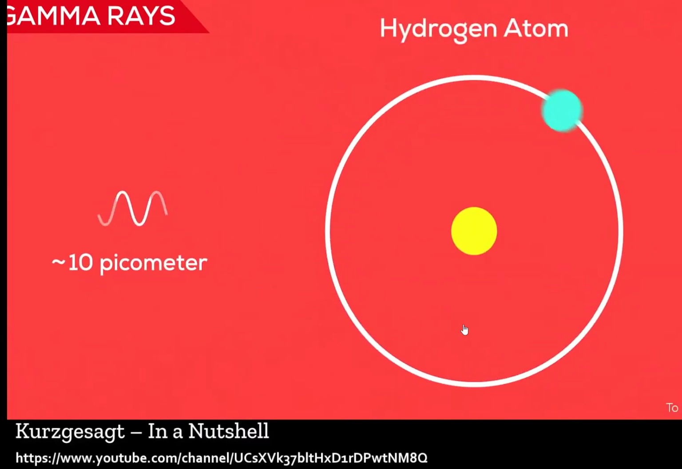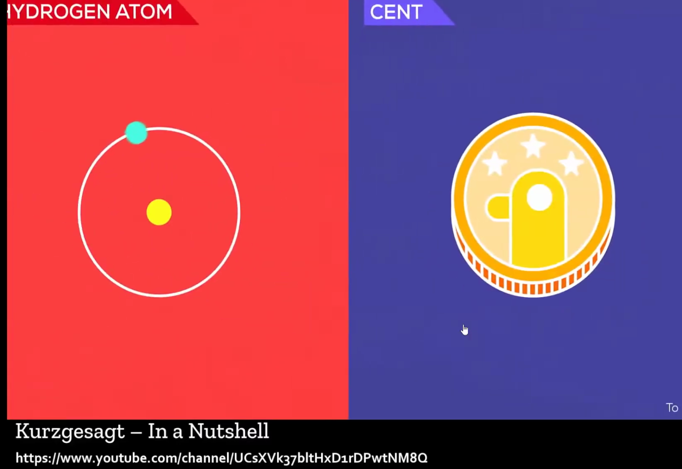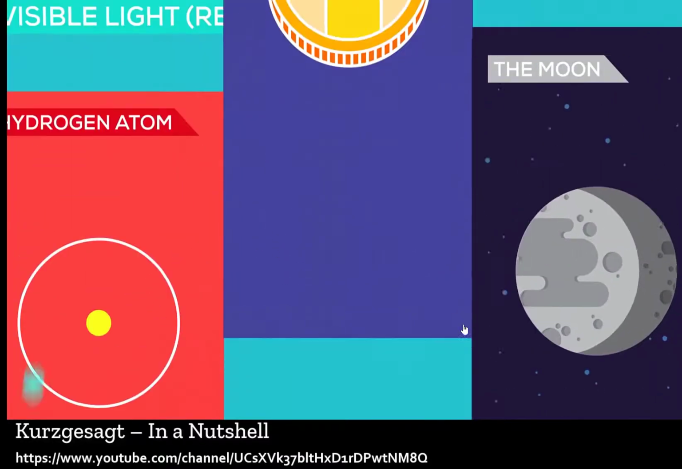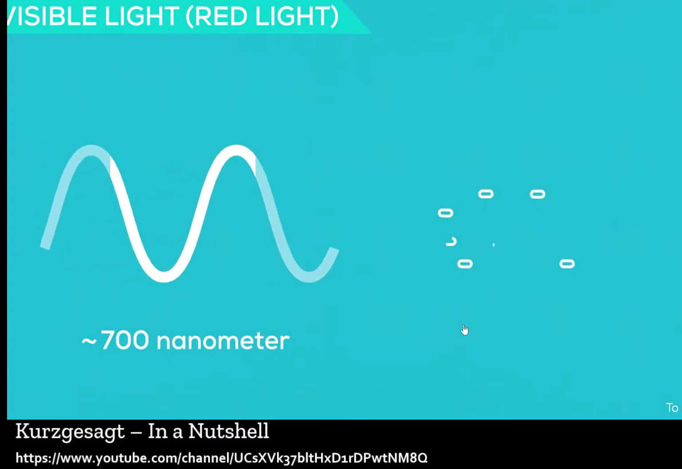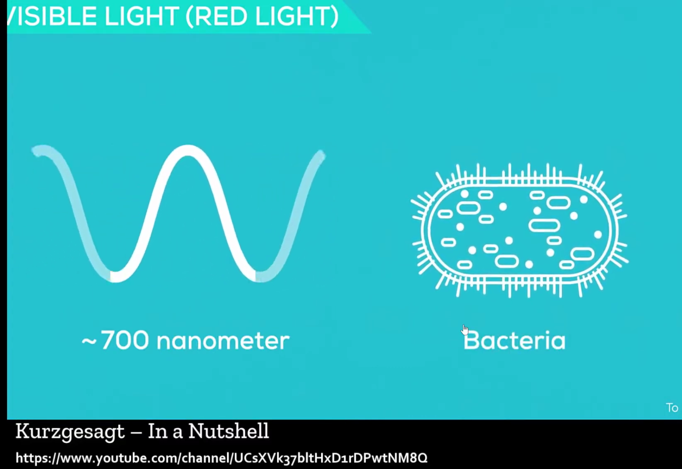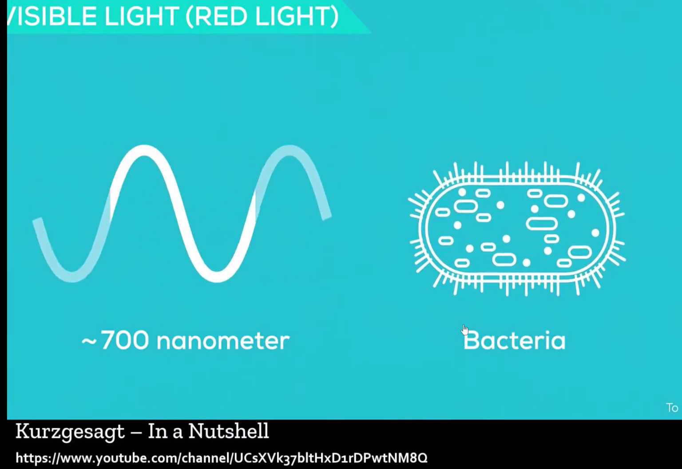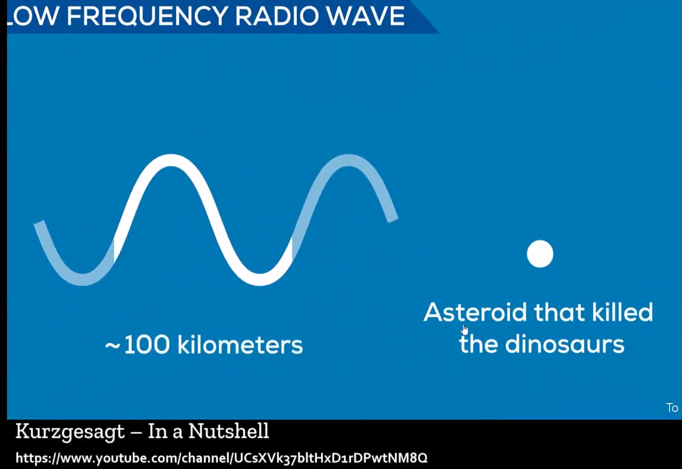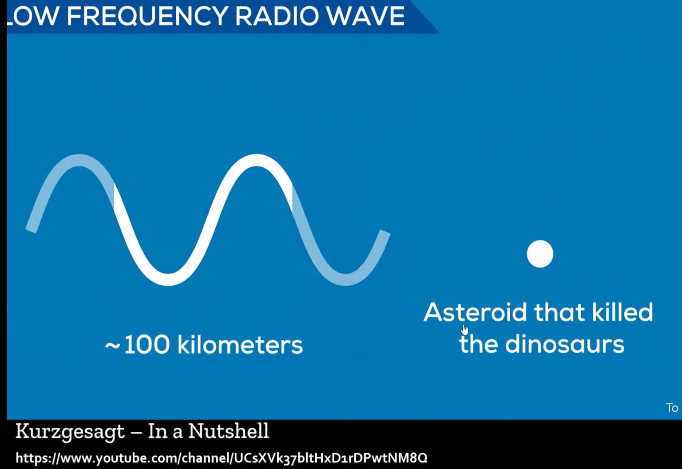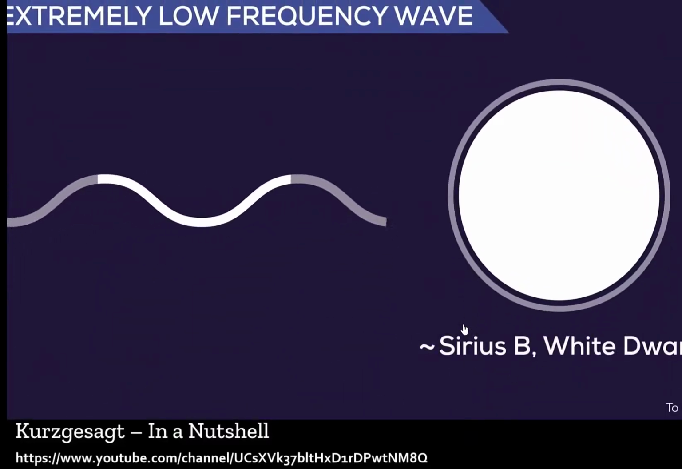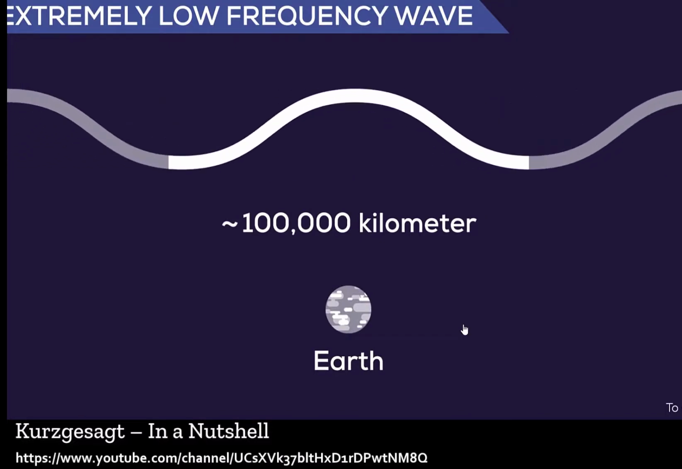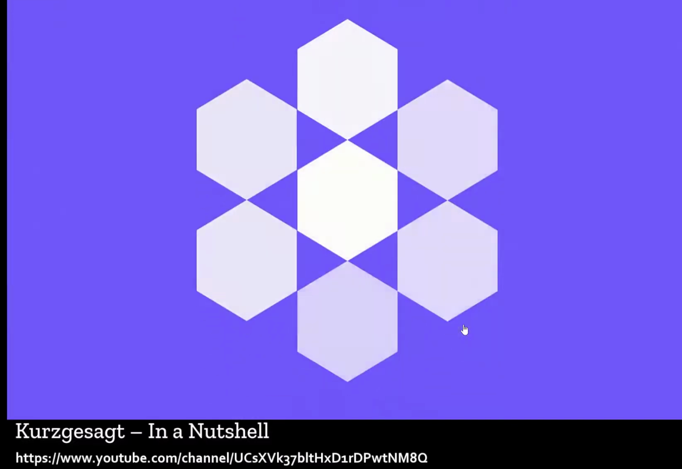For reference, a hydrogen atom compared to a cent is about as big as a cent compared to the moon. Visible light is in the middle of the spectrum, in the range of about 400 nanometers to 700 nanometers, about the size of bacteria. On the other end of the spectrum, radio waves can be up to 100 kilometers in diameter, while the biggest wavelengths we know exist can span from 10,000 kilometers to a baffling 100,000 kilometers, way larger than Earth.